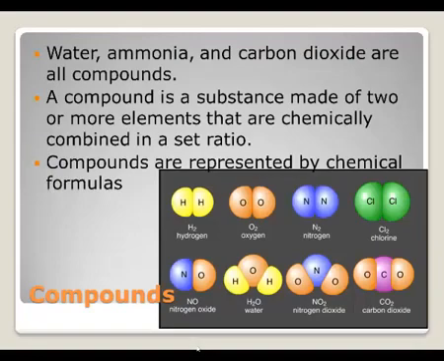So water, ammonia, and carbon dioxide, all of which were seen on the previous slide, are all compounds. A compound is a substance made of two or more elements that are chemically combined in a set ratio. Compounds are represented by chemical formulas, so we saw some of those chemical formulas. And this picture at the bottom of the slide shows a number of different compounds that can be found on our planet.